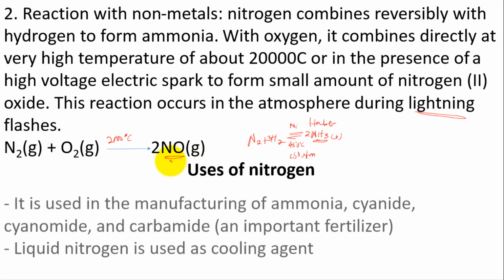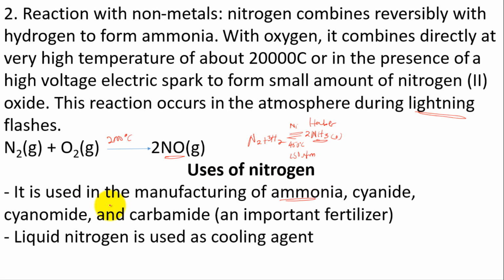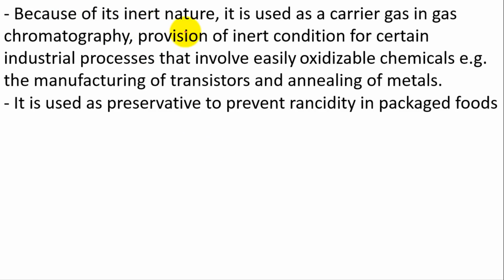Then we'll talk about the uses of nitrogen. Nitrogen is used in the manufacture of ammonia, cyanide, cyanamide, and carbamide. It's an important fertilizer. Liquid nitrogen is used as a cooling agent, aside from the manufacture of ammonia. Then because of its inert nature, it is used as a carrier gas in gas chromatography.